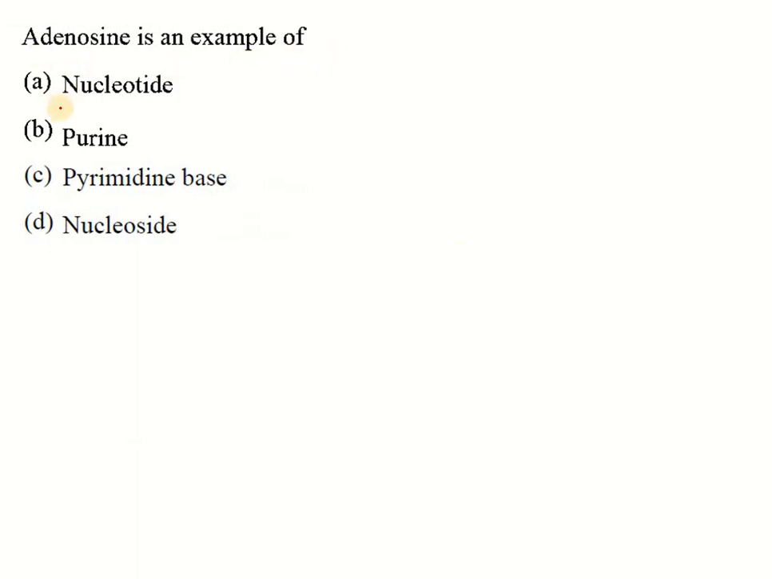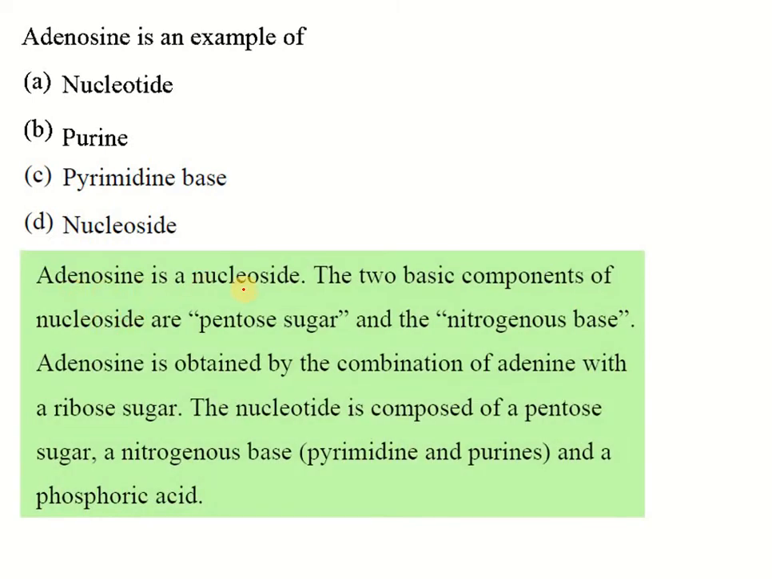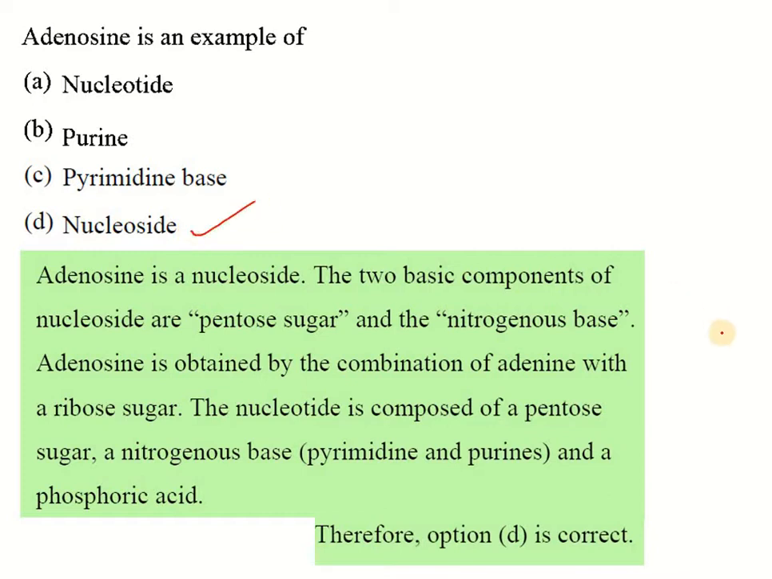Adenosine is an example of nucleotide, purine, pyrimidine base, or nucleoside. The basic component of a nucleoside is pentose sugar and nitrogenous base combined. It's a combination of adenine with ribose sugar. But a nucleotide is different. It's composed of pentose sugar, nitrogenous base and phosphoric acid. That means adenosine is a nucleoside. Option D is the right option for this one.